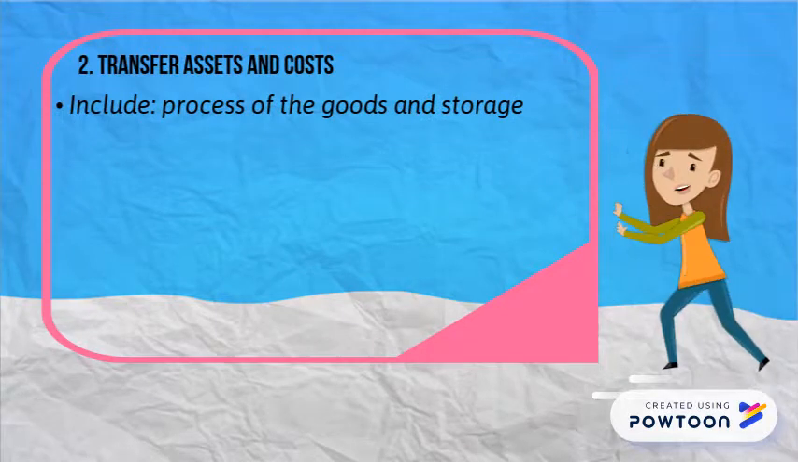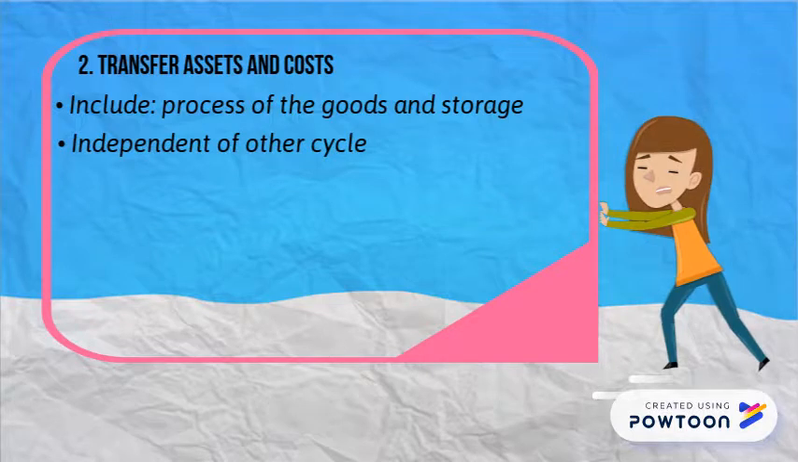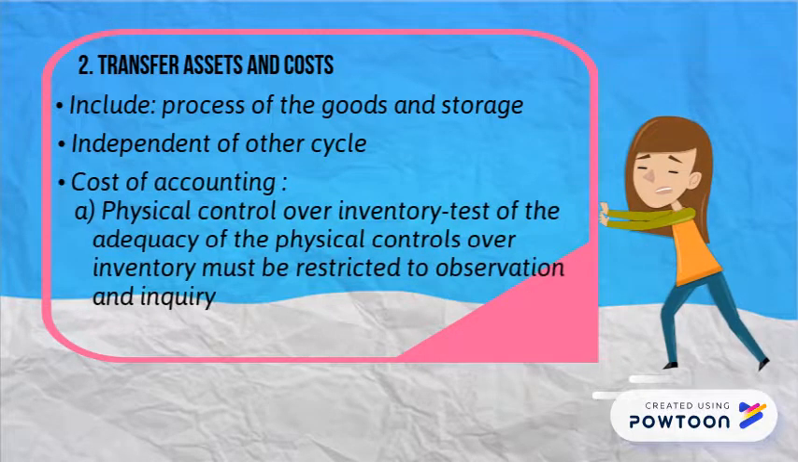Transfer asset and costs include process of the goods and storage, independence of other cycle, cost of accounting, physical control over inventory. Test of the adequacy of the physical control over inventory must be restricted to observation and inquiry.